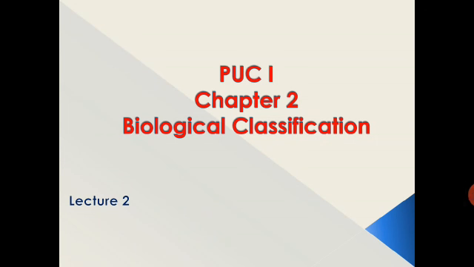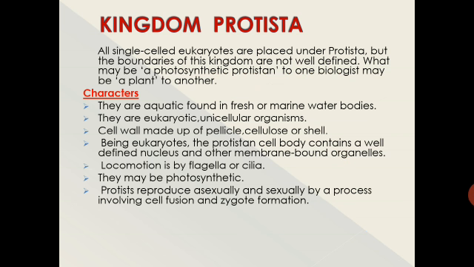We were studying chapter 2, that is biological classification, in which in the last class we stopped with the classification of kingdom Monera. In the last class we studied about kingdom Monera, its characters, and its classification. Today we will begin with the kingdom Protista.